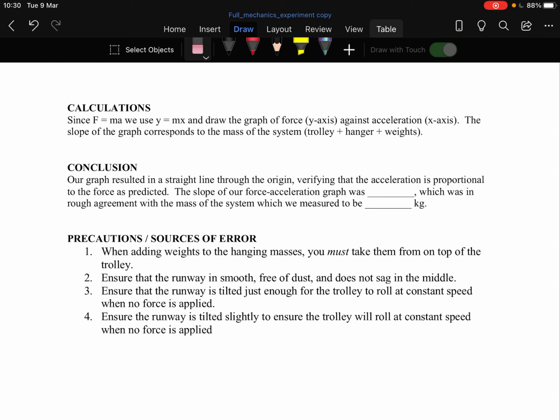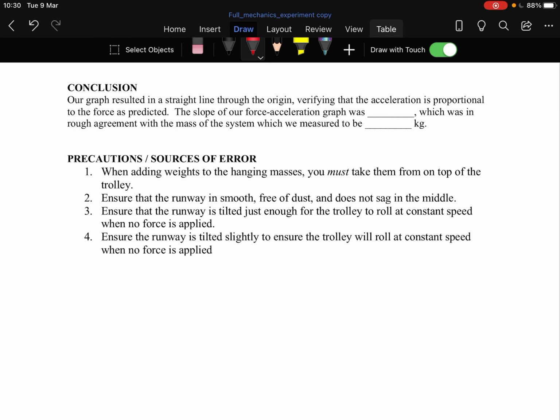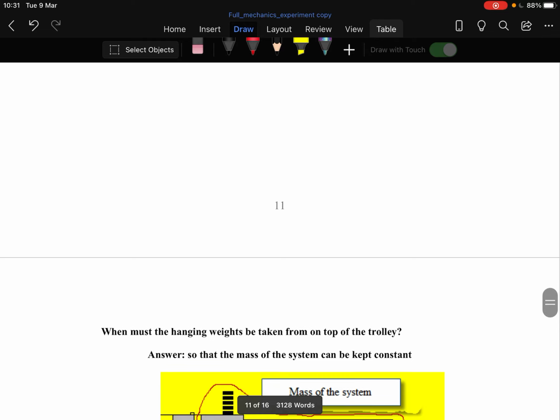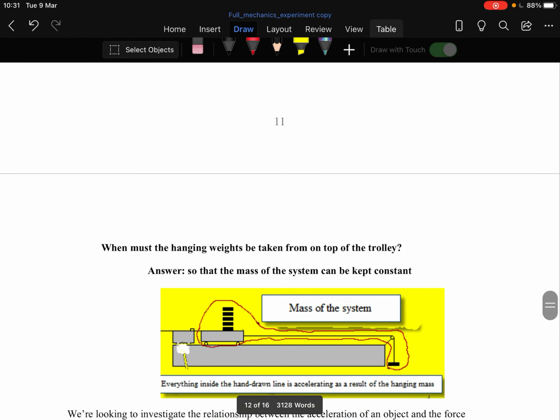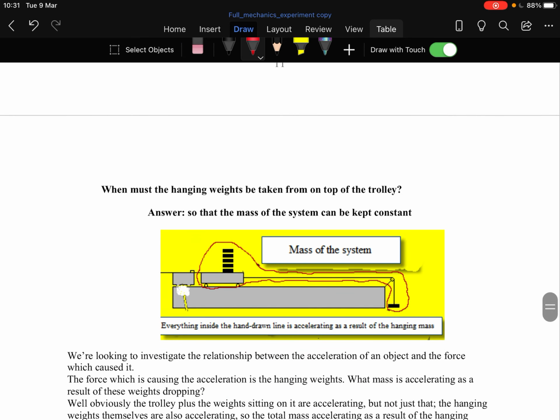Now a few things here. There's a lot of background information here, if you will. So here, when adding weights to the hanging mass, you must take it from the top of the trolley. There was a common question. Do I have it down here? I don't, but I'll explain it here.